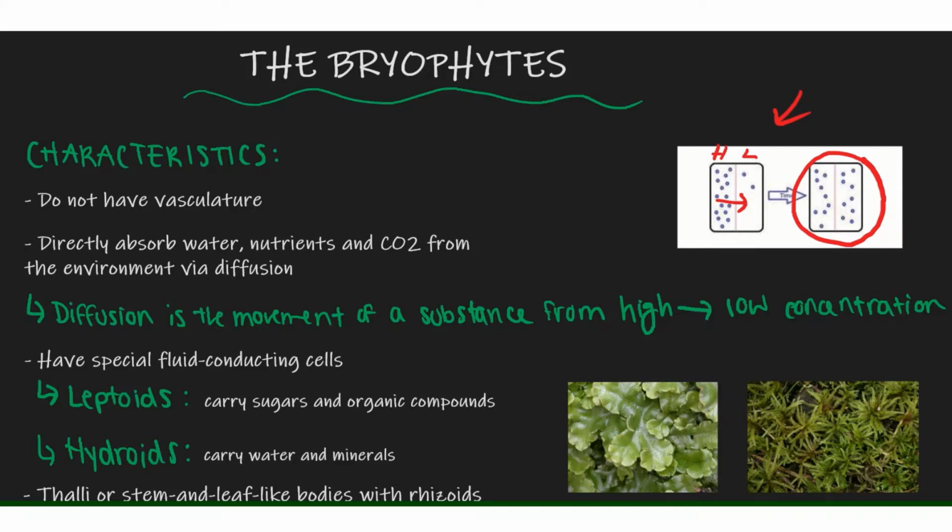Now, if you're familiar with plant biology, just the basics, then you would know that these leptoids, which carry sugars and organic compounds, are similar to a phloem in plants that have vasculature. And additionally, the hydroids that carry water and minerals are similar to the xylem in plants with vasculature.